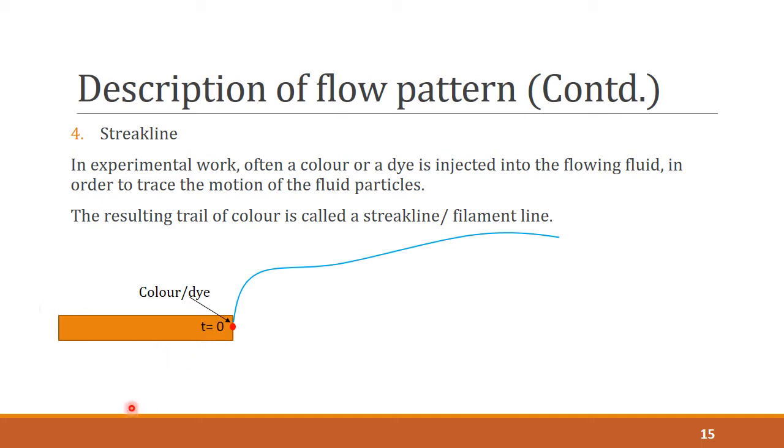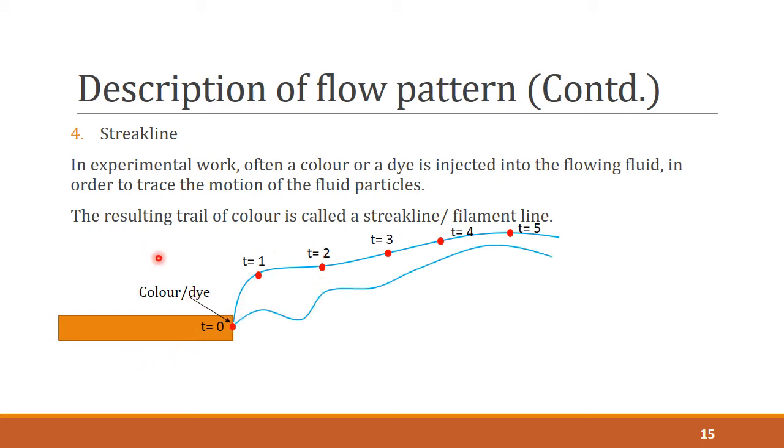At t equal to 0, the fluid particle reaches the color or the dye. Now tracing the motion of the fluid particle, at t equal to 1, the fluid particle reaches here. At t equal to 2, here. At t equal to 3, here. At t equal to 4, here. And at t equal to 5, here. So this is the path line of a fluid particle that passes through a color or a dye. This is the first particle.